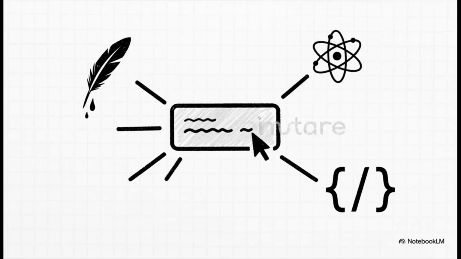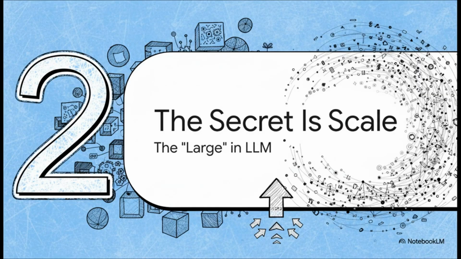And this is where it gets kind of wild. All of its amazing abilities, writing poetry, explaining quantum physics, even writing computer code, it all comes from mastering one single, simple task, predicting the very next word in a sentence. That's it. All that complexity emerges from being exceptionally good at that one thing. So how in the world does just predicting the next word lead to something that feels like a genius? Well, the secret is scale.